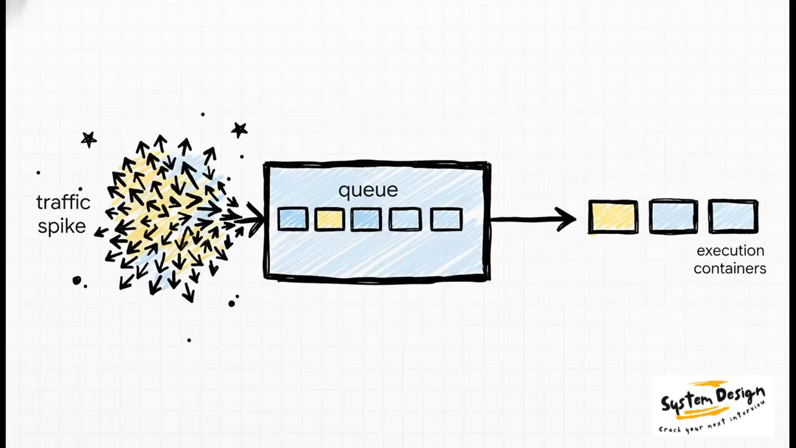And what about those huge traffic spikes? You know, the last minute of a competition when everyone submits their code at once? For that, we introduce a message queue. You can think of it like a buffer. The API server just throws all the submissions into this queue, which then feeds them to our execution containers at a nice, steady pace. This means we never lose a submission and our system doesn't get overwhelmed.